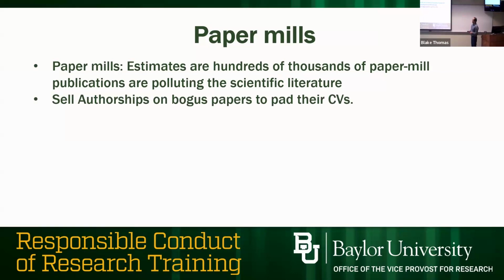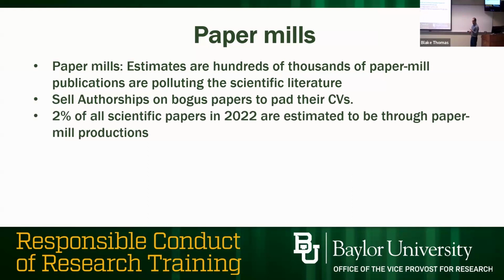And so then you can buy authorship to pad your CVs. And they think approximately in 2022, 2% of all scientific papers were really through these paper mill productions, right? So it's an increasing problem. There's millions to be made off of it.